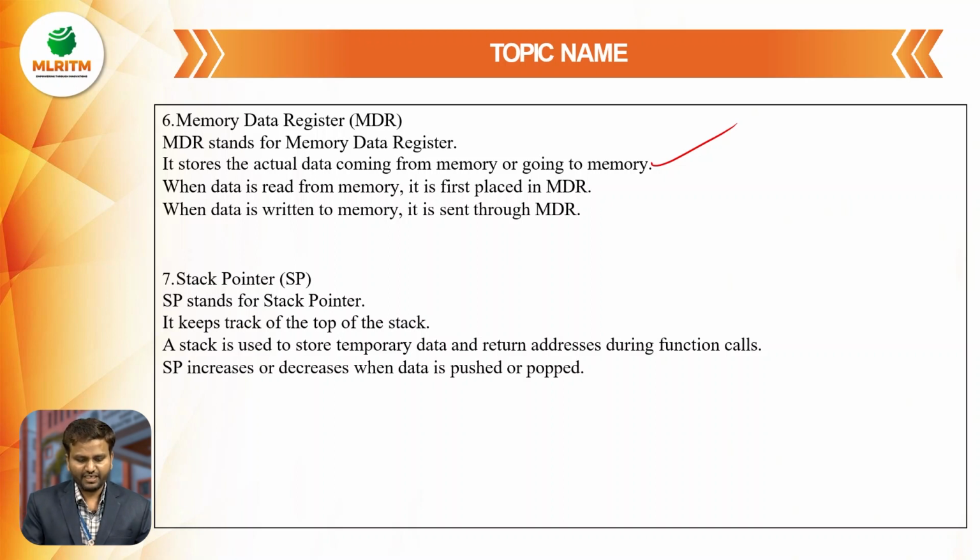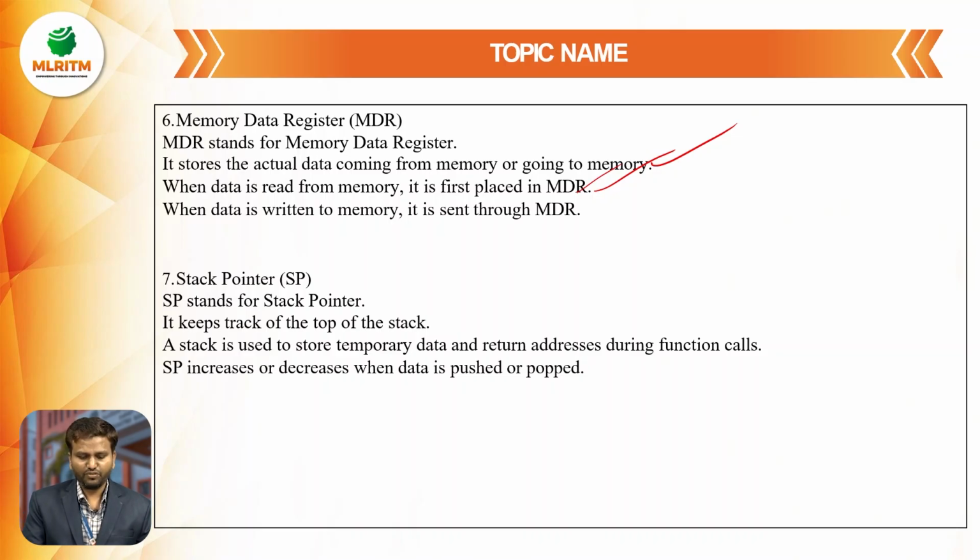And when data is read from memory, it is first placed in MDR. If we need to execute data, that data will be read. The read operation will be performed. When data is read from memory, it is first placed in MDR, the memory data register.